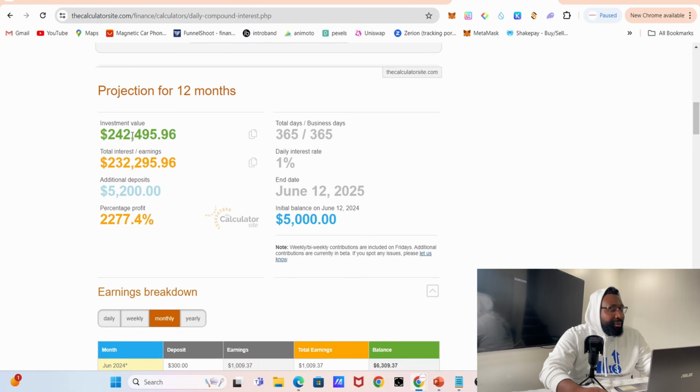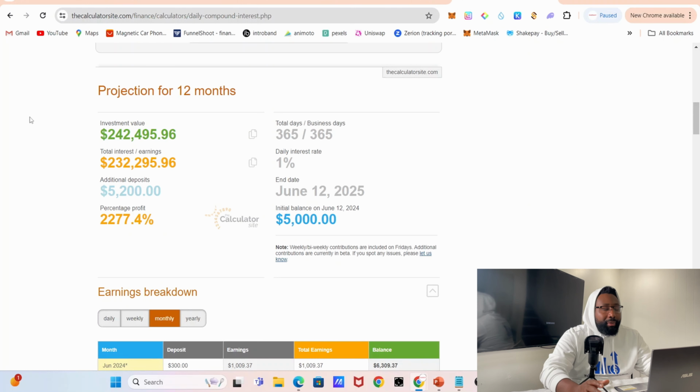Almost $250,000 from a $5,000 investment in just literally 12 months. Okay, that is absolutely insane. So this would be your take home down here, your percentage earned, that's around a 22x. And this is just based over a 365-day period.